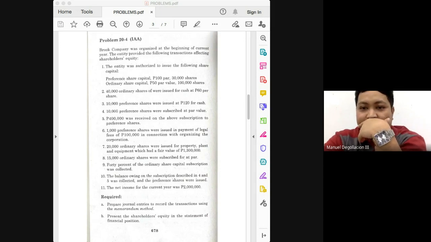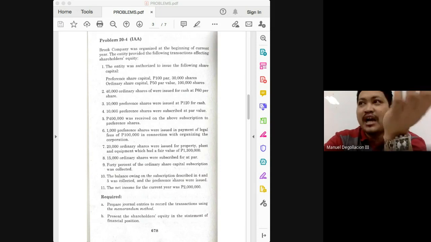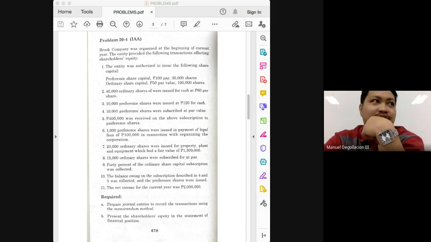The subscription, class, in number 4 was for 1 million. And how much was paid in number 5? 400,000. So the balance is 600,000. So how much cash then is received in number 10? 600,000. So there will be a debit to cash, 600,000, and credit to subscriptions receivable in the amount of 600,000. But what should you not forget? Do not forget to issue the shares.